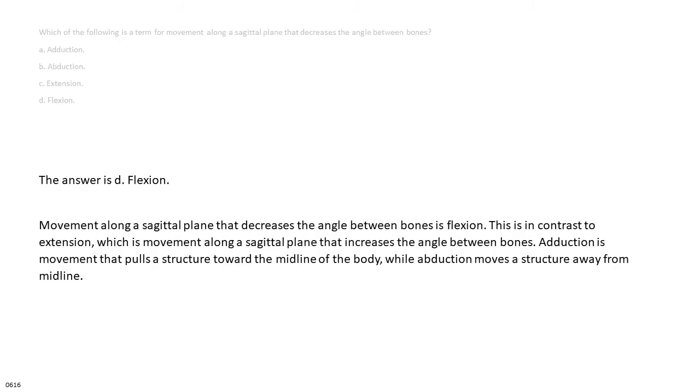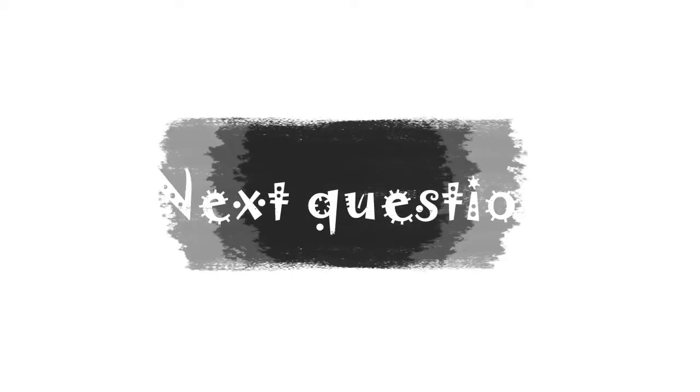The answer is D. Flexion. Movement along a sagittal plane that decreases the angle between bones is flexion. This is in contrast to extension, which is movement along a sagittal plane that increases the angle between bones. Adduction is movement that pulls a structure toward the midline of the body, while abduction moves a structure away from midline.